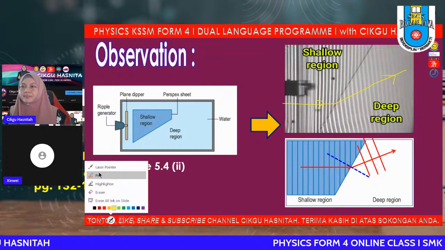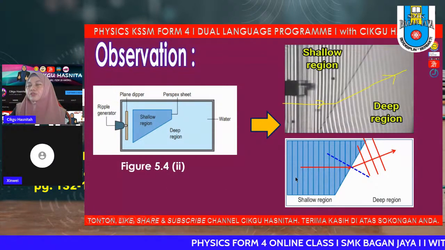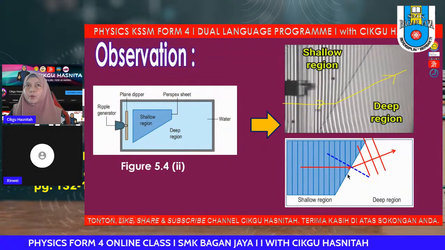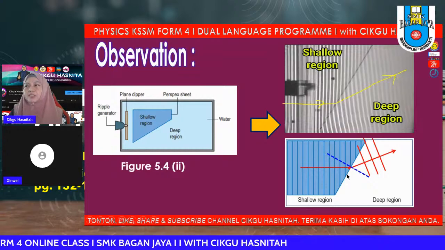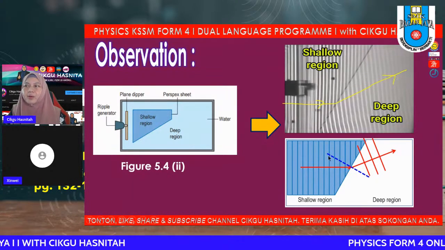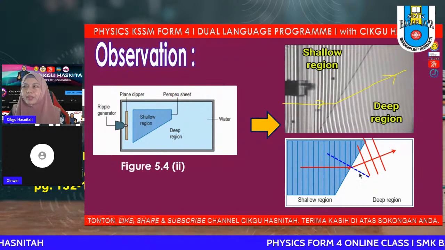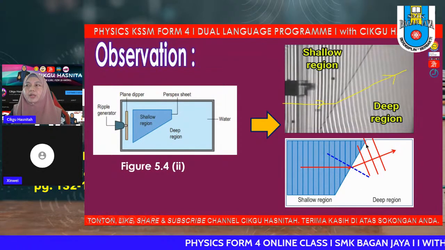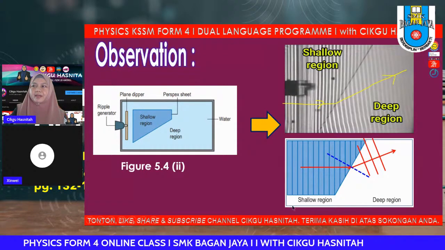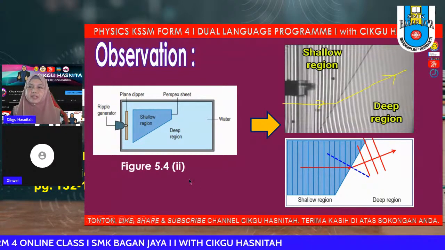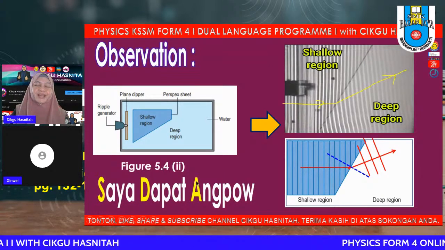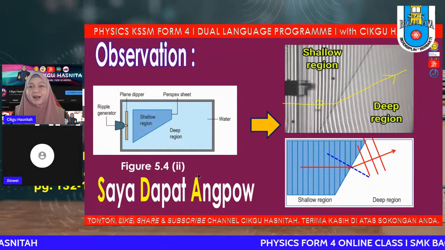Then next, how do we draw in which direction it propagates, away from the normal or towards the normal? Again, the blue line shows us the normal. What is a normal? A line which is 90 degrees, or perpendicular, to the boundary of the two media. Our media here are the shallow region and the deep region. So what is the formula I'm using here? Just now, saya tiada duit. Now, saya dapat ampau.